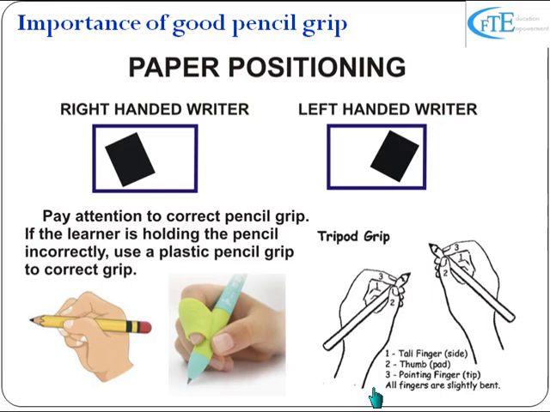This is the pencil grip for the left-handed child, and this is the pencil grip for the right-handed child. Notice how we make use of the thumb, the index finger, and the middle finger. This is how you hold a pencil. Now, if your child has problems with pencil grip, you could get the child to use a plastic pencil grip for a few days so that the child learns how to use the pencil or crayon correctly.